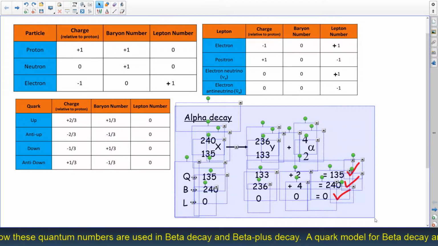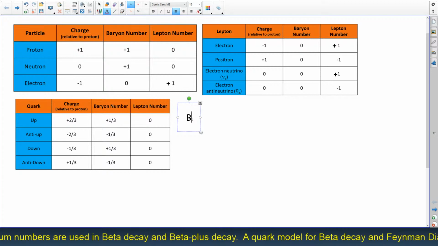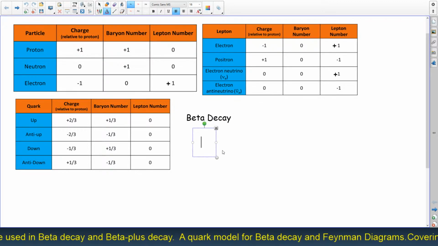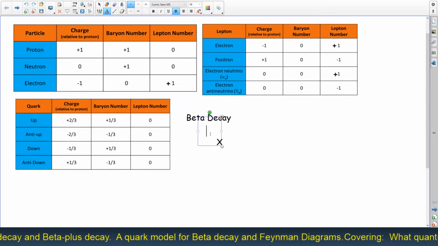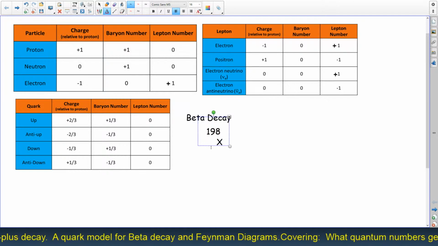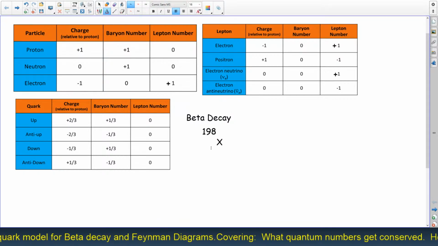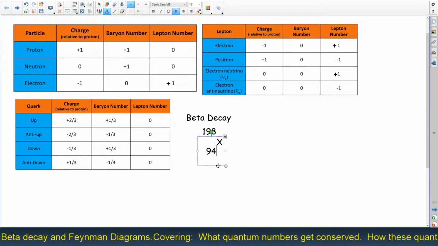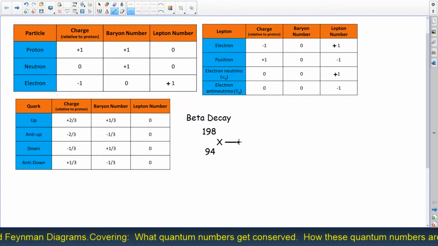So let's take a look at how this operates in a slightly different arena. Let's try it with beta decay, because the game gets interesting here. So in beta decay, we have a particular material X. Let's give it a mass number of 198. Why not? And let's give it an atomic number of, let's try 94 for the fun of it. Well, that's unlikely to undergo beta decay, but never worry.